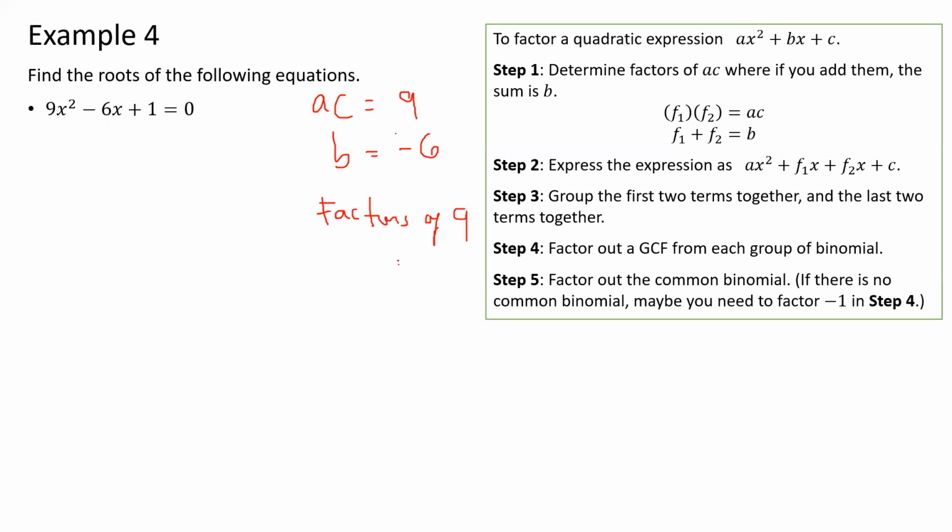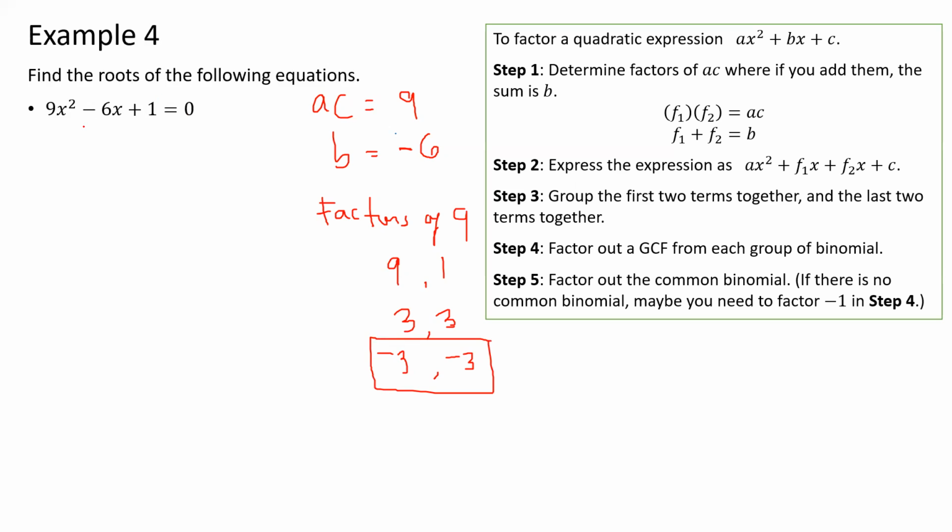We can have 9 and 1. But when we add them together, that is 10. We can also have 3 and 3. But when we add them together, that is positive 6. But we want negative 6, right? But 9 also has factors negative 3 and negative 3. Okay, so negative 3 times negative 3 is positive 9. And when we add them together, it's negative 6.